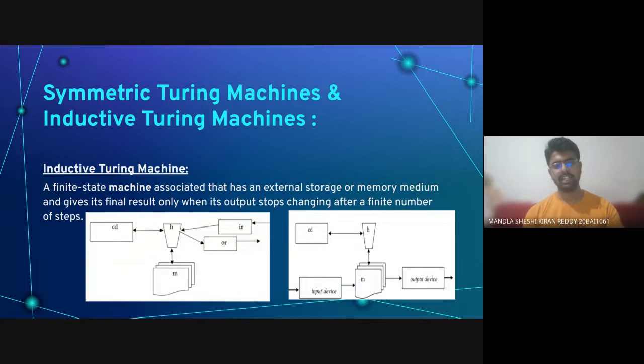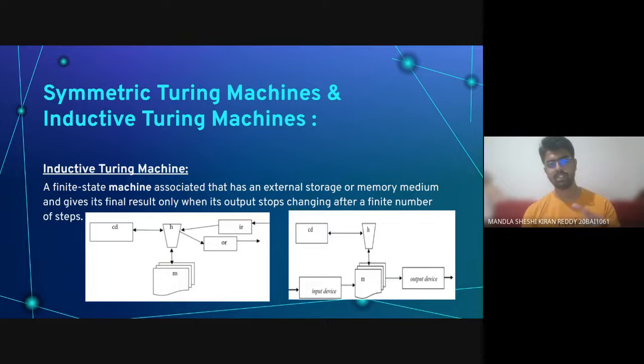So the next is the inductive Turing machine. The inductive Turing machine is a finite state machine that has an external storage or memory medium, and it gives the final result only when its output stops changing after a finite number of steps. Here, H is the head or the processor, and M is the memory. When given the input, it waits for a certain number of steps. If the output does not change for a certain number of times, then we get the result.